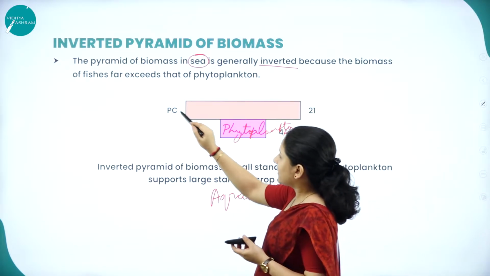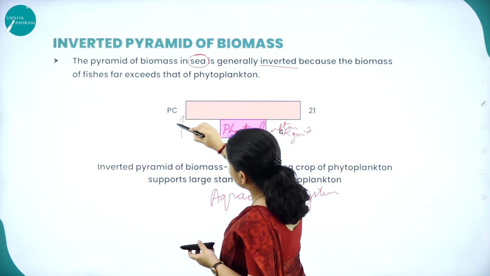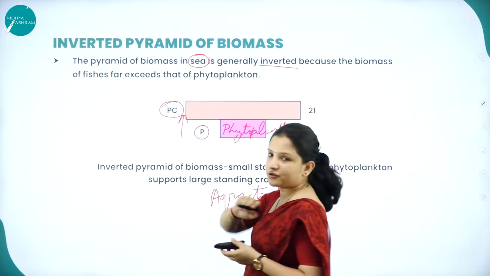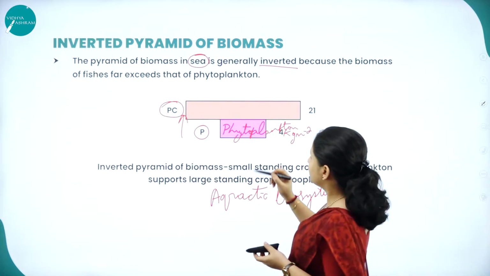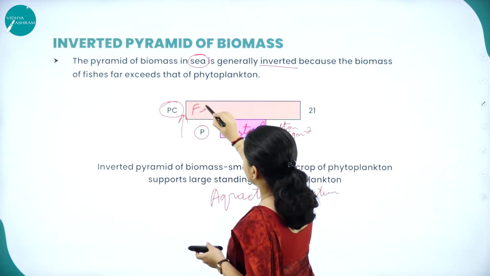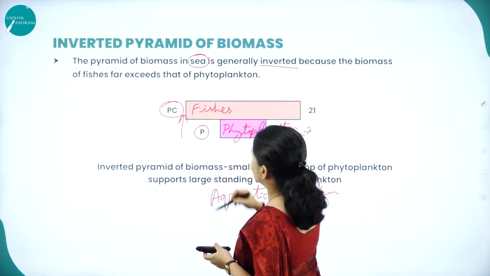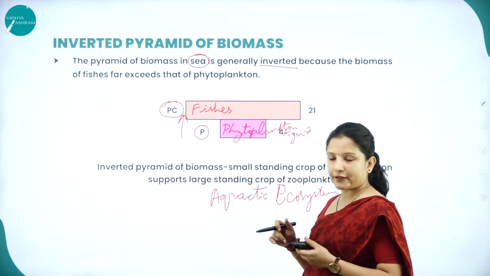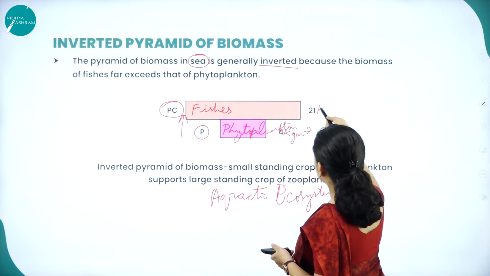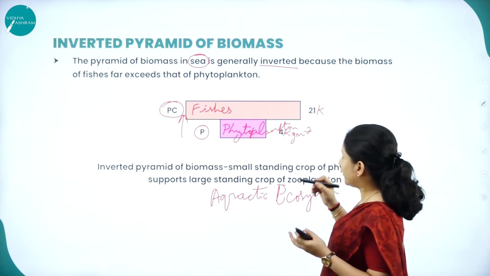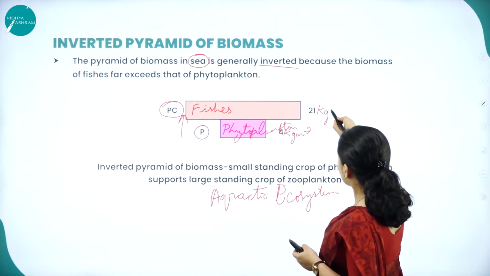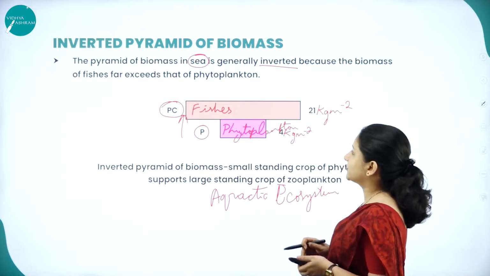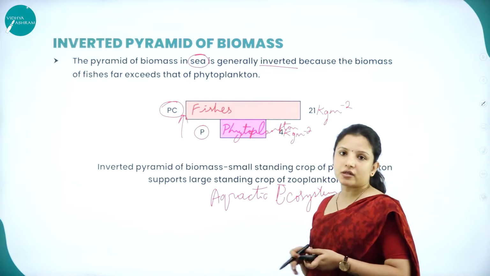Next, these phytoplanktons will be eaten by the primary consumers. What are the primary consumers here? They are the fishes, right? Fishes are the primary consumers. So, these fishes are more in number when compared to the phytoplankton, that is, more in weight. Biomass here again is 21 kg per meter square. So, that is why we have an inverted pyramid.